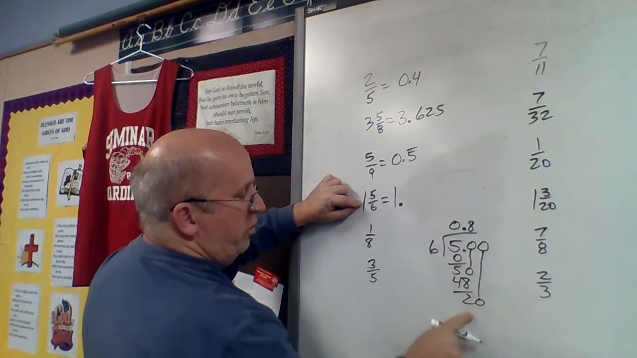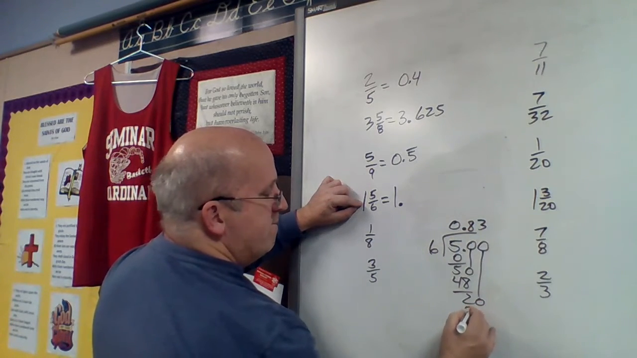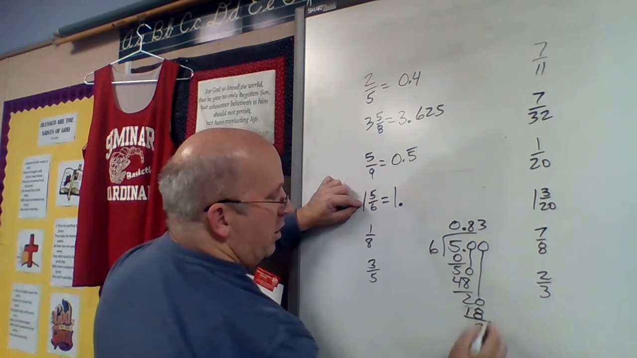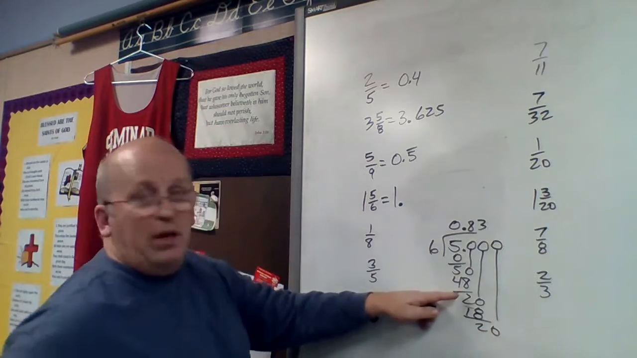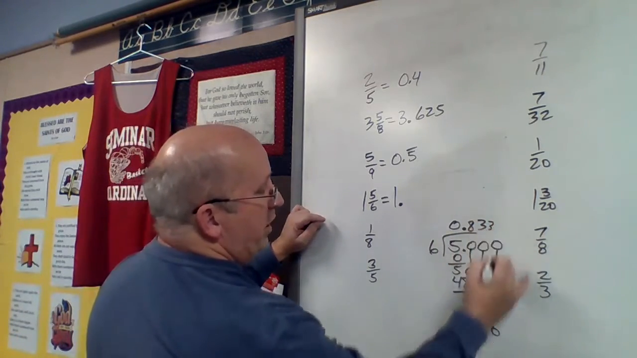Bring down another 0. 6 goes into 20 3 times. What is 6 times 3? 18. Uh-oh, look at that. I'm starting to repeat. See that? 20 and 20 and 20. It's going to be a 3 again.